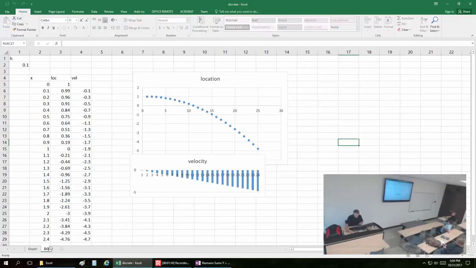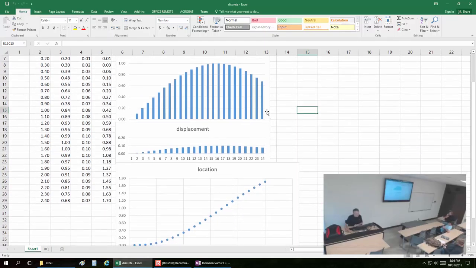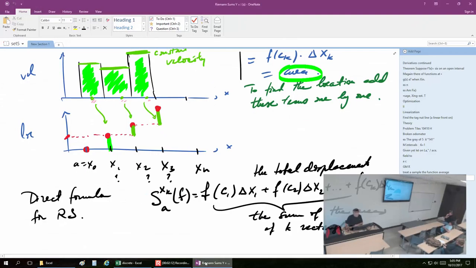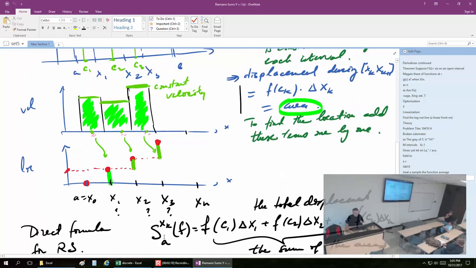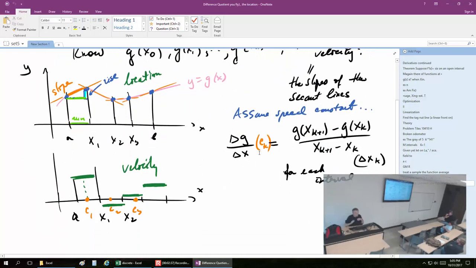So let me find the Excel file. This one is once again the location, and from the location we got velocity. So one graph, and second graph we have velocity. That is once again the difference quotient, DQ. And this one is from the velocity through displacement, which is kind of a secondary, intermediate step, we get the location. So these are the Riemann sums, and the difference quotients.